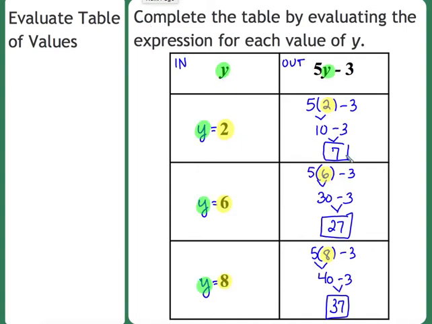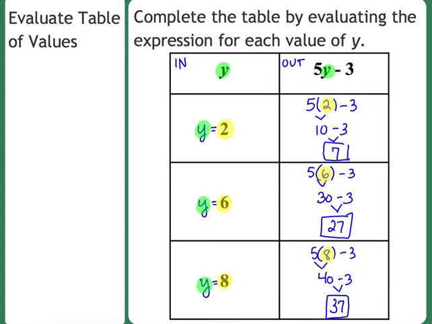Alright, so we get when y is 2 as the input, the output is 7. When y is 6 as the input, the output is 27. When y is 8, the output is 37. Okay, so simple input-output table. Remember, when you substitute with those parentheses because this means 5 times y. So you need to multiply 5 times the value of y for each of these.